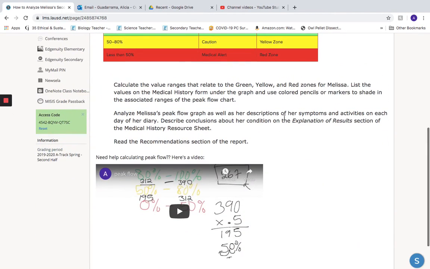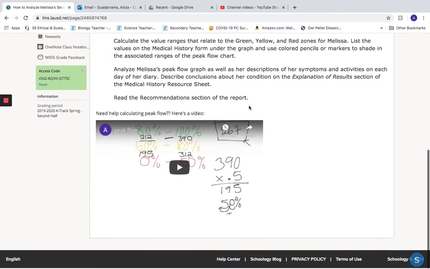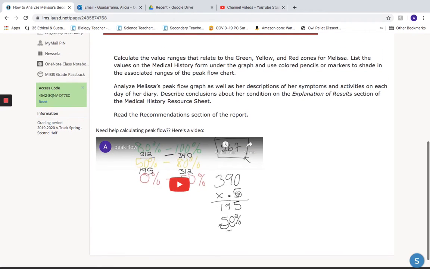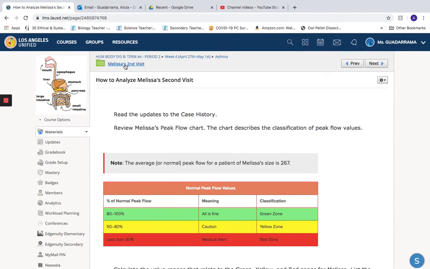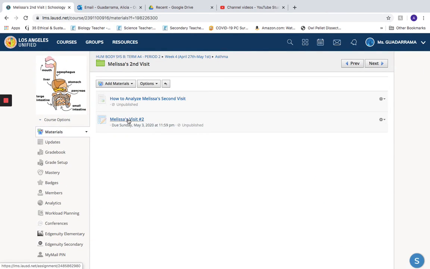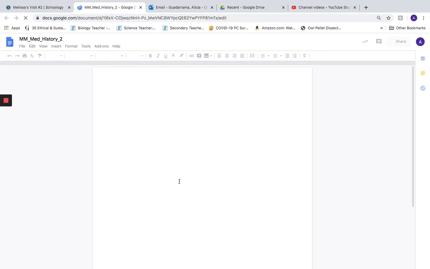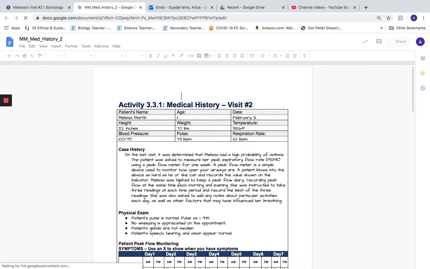And if you need help with the math on how to figure that out, I do have a video here that kind of shows you how to do the math for that, using a different number so that you can work through the math on your own. Otherwise, when you come back to here, that's going to help you analyze this medical history chart. So let's go through this real quick.